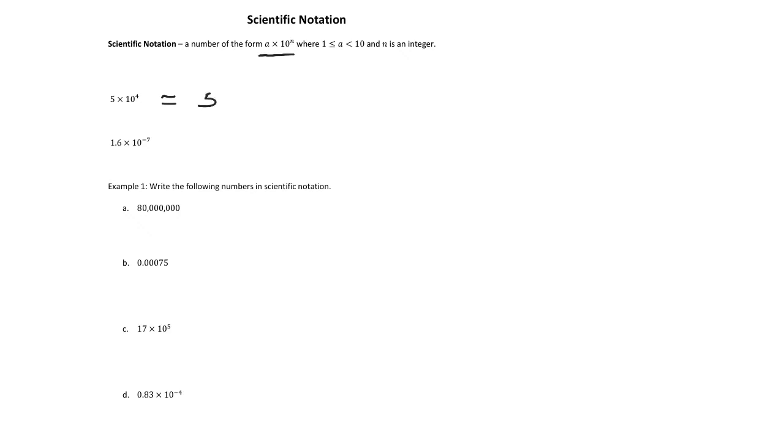So I'll write 5 with a decimal point. I'll add in 4 zeros. So the number has to get bigger, and it goes 1, 2, 3, 4 places this way. So this number is really a 5 followed by 4 zeros, or 50,000.